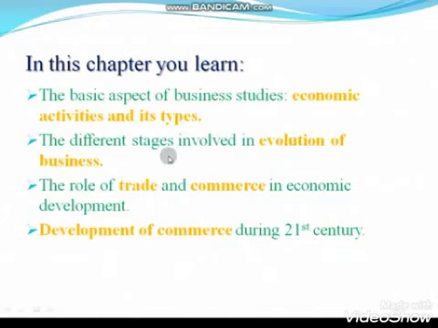That means the business we are seeing presently, the stages it has gone through in the previous days. The history of evolution of business means the history of business or history of commerce that we are going to learn. And third, the role of trade and commerce in economic development. We are going to understand the important role of trade and commerce in economic development. And finally, the development of commerce during the 21st century.